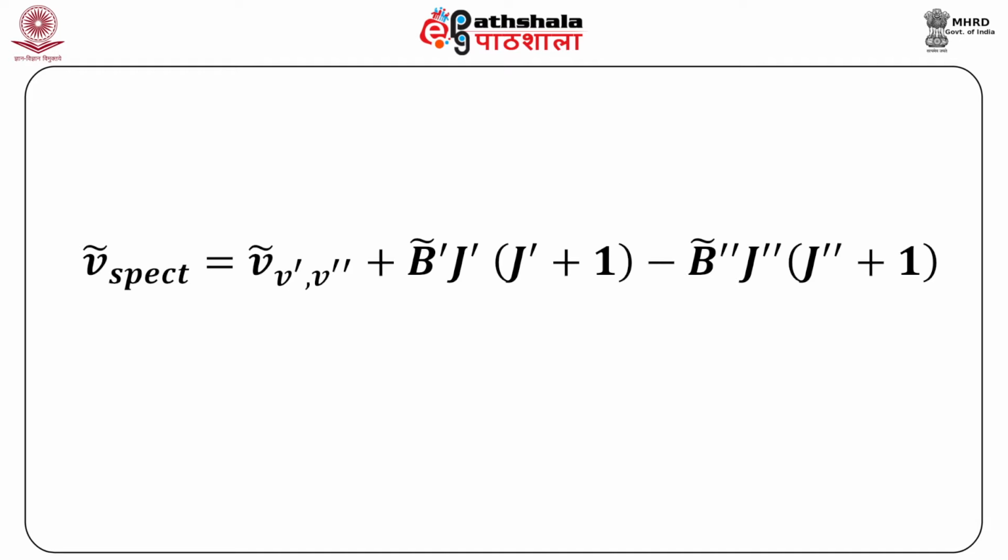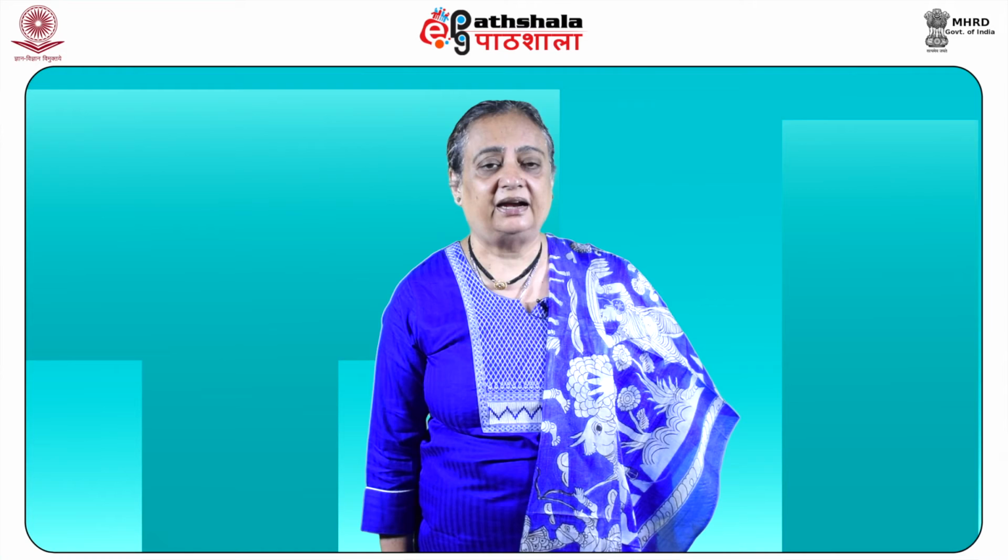Therefore, the spectroscopic wave number of the photon is given by the wave number of the v prime v double prime transition, the vibronic transition, plus B bar J prime into J prime plus 1 minus B double prime J double prime into J double prime plus 1, where the two rotational constants with prime and double prime refer to the excited and ground electronic states now. Earlier when we used this notation, we were talking about the ground and excited vibrational levels.